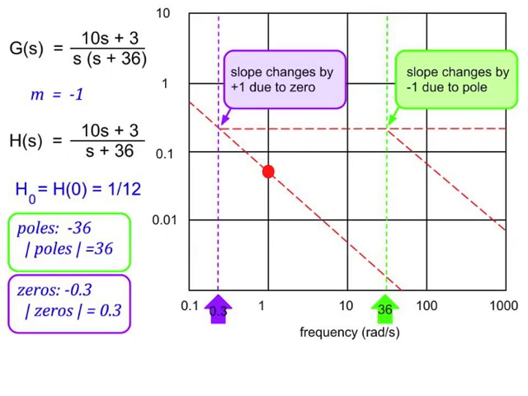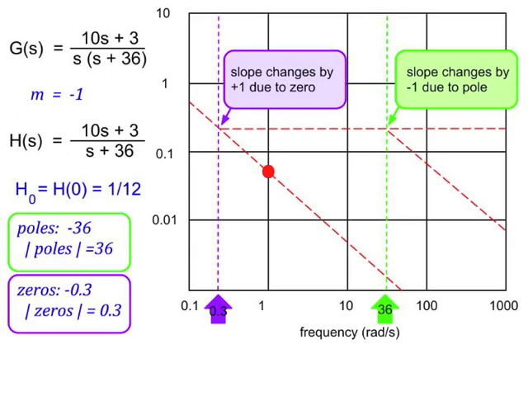So at 0.3 radians per second, we increase the slope from -1 to 0. And then at 36 radians per second, we decrease the slope from 0 to -1. That accounts for all the poles and zeros. So now we have constructed the asymptotic frequency response curve. Note that because of the zero at a frequency lower than 1 radian per second, the asymptotic curve veers away from the point that we plot in step 2.